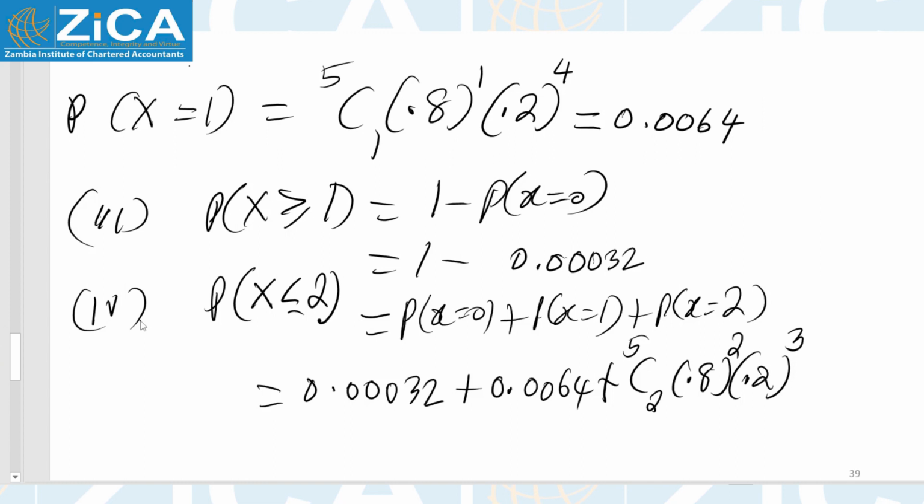And that will give us this value here, which is 0.0512, plus 0.0064, plus 0.00032, which comes to 0.05792. Okay, that is 0.05792.